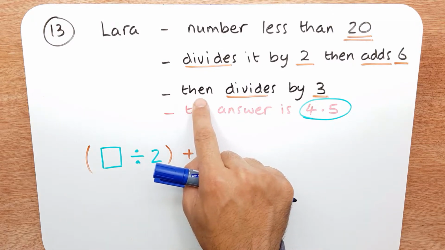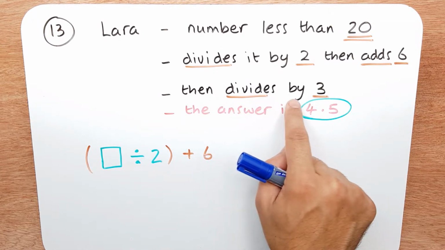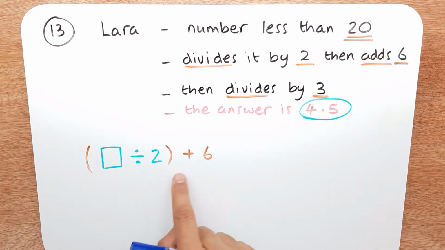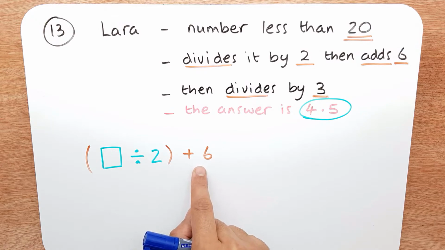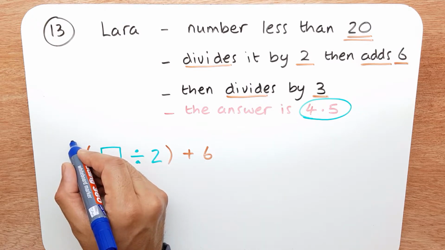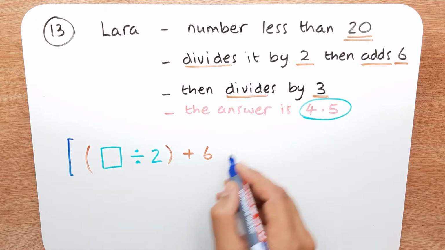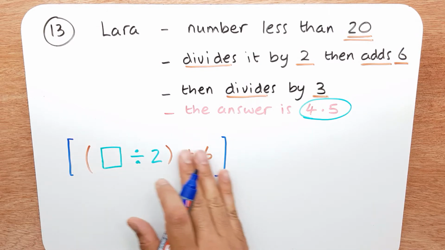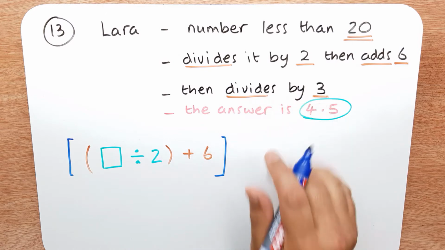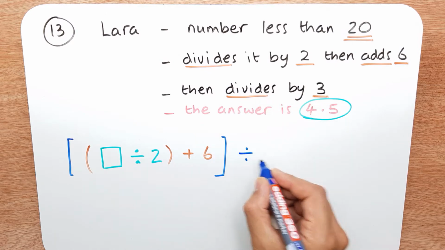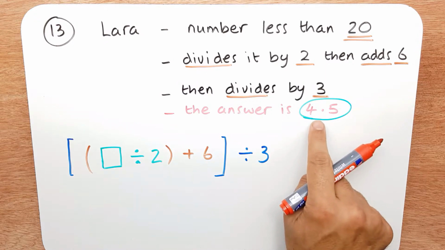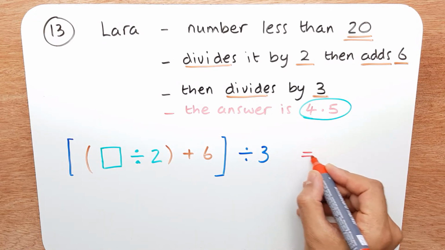Now, the result she gets, she then divides by 3. So this here, she divides everything by 3. So I have to be careful though. So what I'll do is I'll put this blue bracket. That's my answer. And I'm going to divide it by 3. And my answer is 4.5.